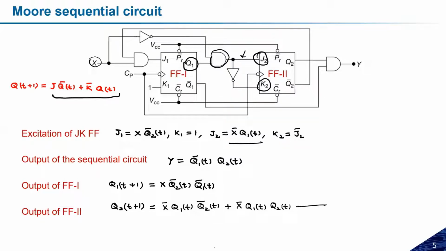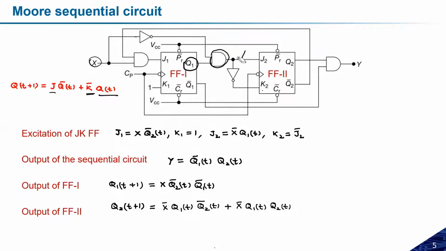Do you have any doubt at this point how I calculated this one? Let me repeat it again. If you consider this equation, J QT Q bar T plus K bar QT, the J means I have to consider J2. J2 here I have X bar Q1T. The next one is I have to use the Q bar, and because I am considering the second flip flop, the Q2 bar T. So this will be the first term. Second term, what I have to write, K2 bar. K2 bar is nothing but equivalent to J2, and J2 whatever we have already got, X bar Q1T. So this is the J2, and the second term is QT. The QT means the Q2T because we are considering the second flip flop. So the Q2T will come here. So this is how the expression will look like.